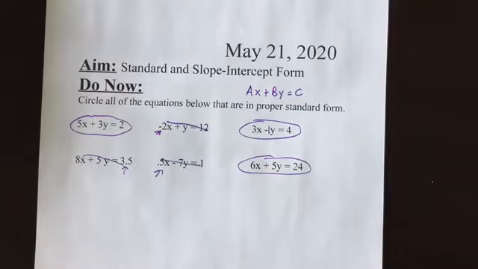Okay, and that's a good reminder for today as we're going to look at how we take an equation that's in slope-intercept form and convert it to standard form and make sure that standard form is a proper standard form.